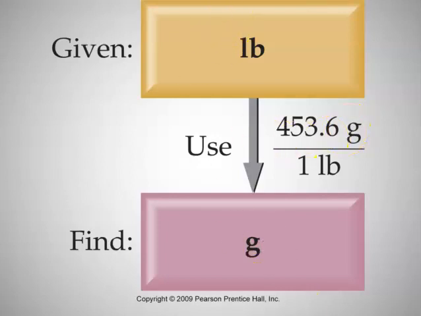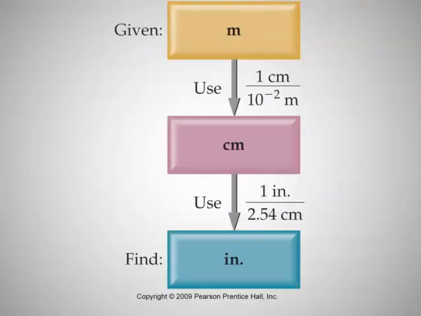You can go from pounds to grams, knowing that 453.6 grams equals 1 pound. 2.2 pounds is a kilogram. It's another handy one I use all the time. Meters to inches, right? You can convert meters to centimeters by knowing that 1 centimeter is the same thing as 1/100th of a meter, and I can convert centimeters to inches because 2.54 centimeters equals 1 inch exactly.